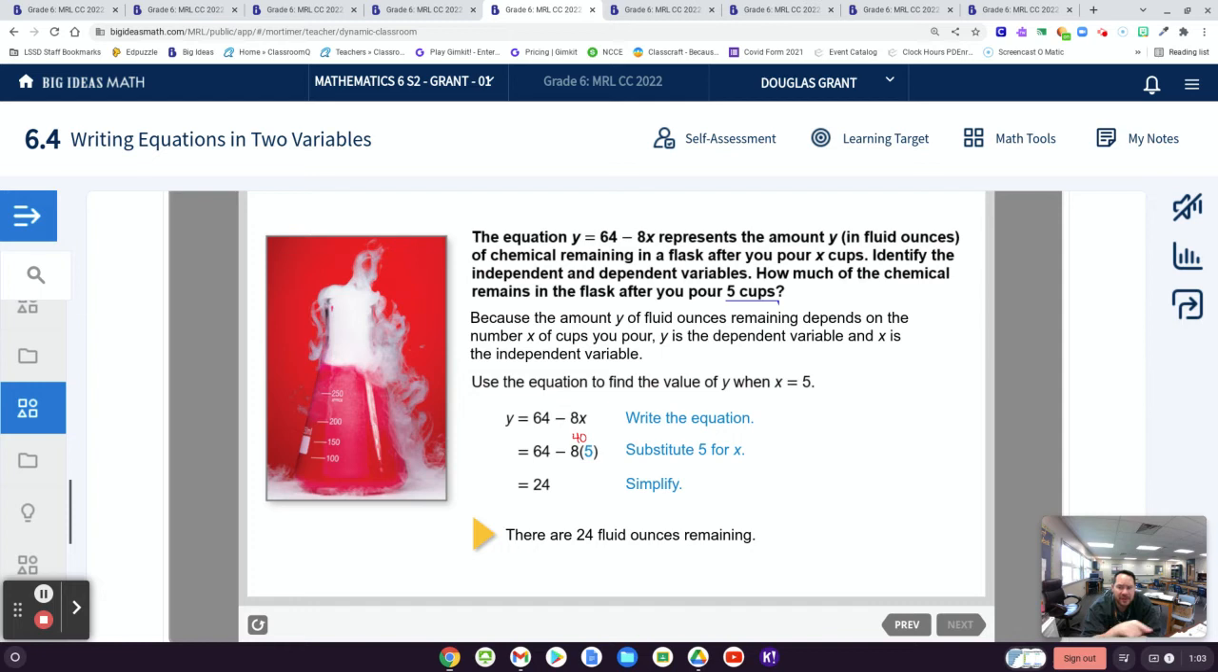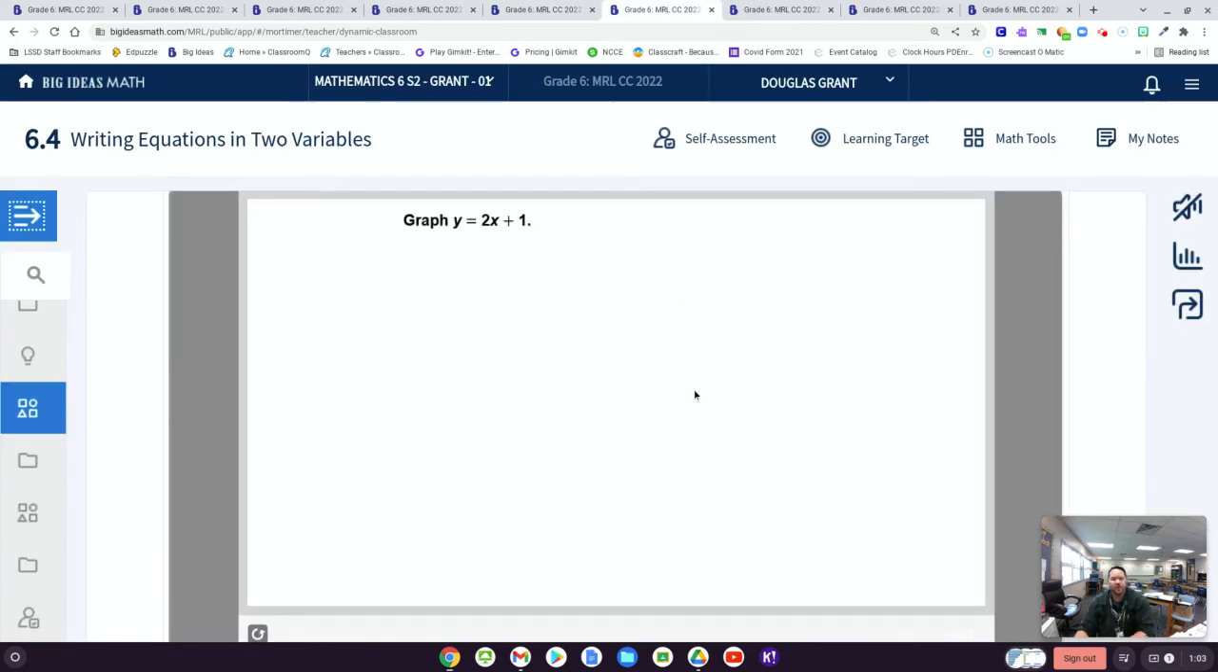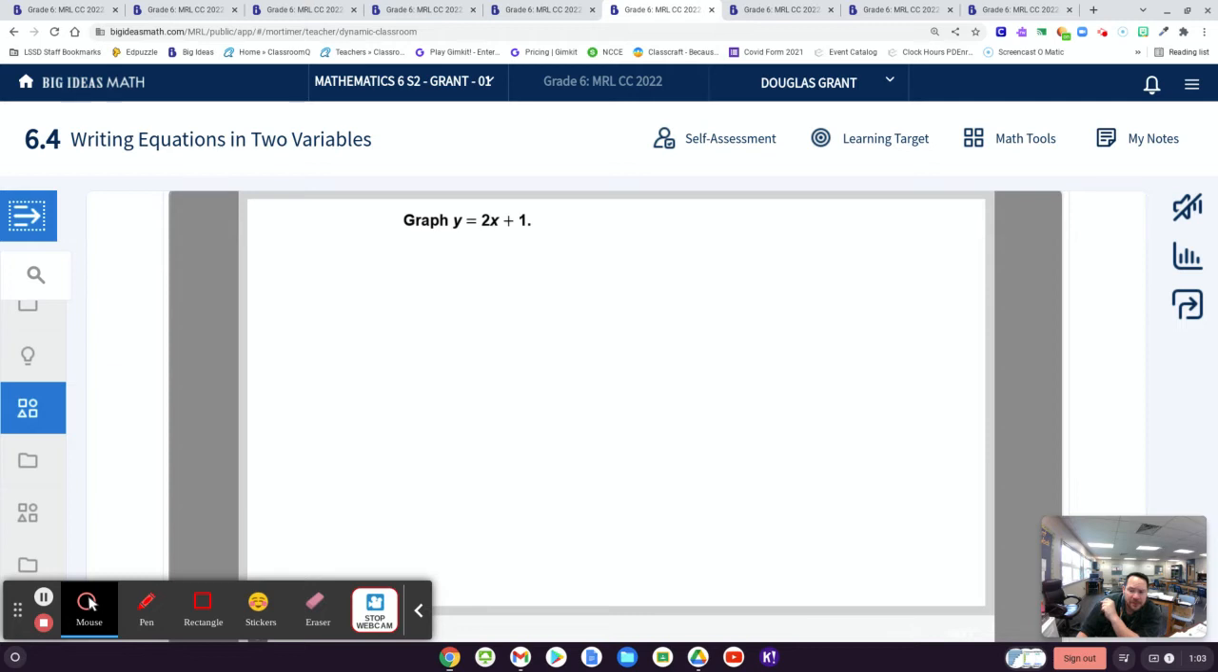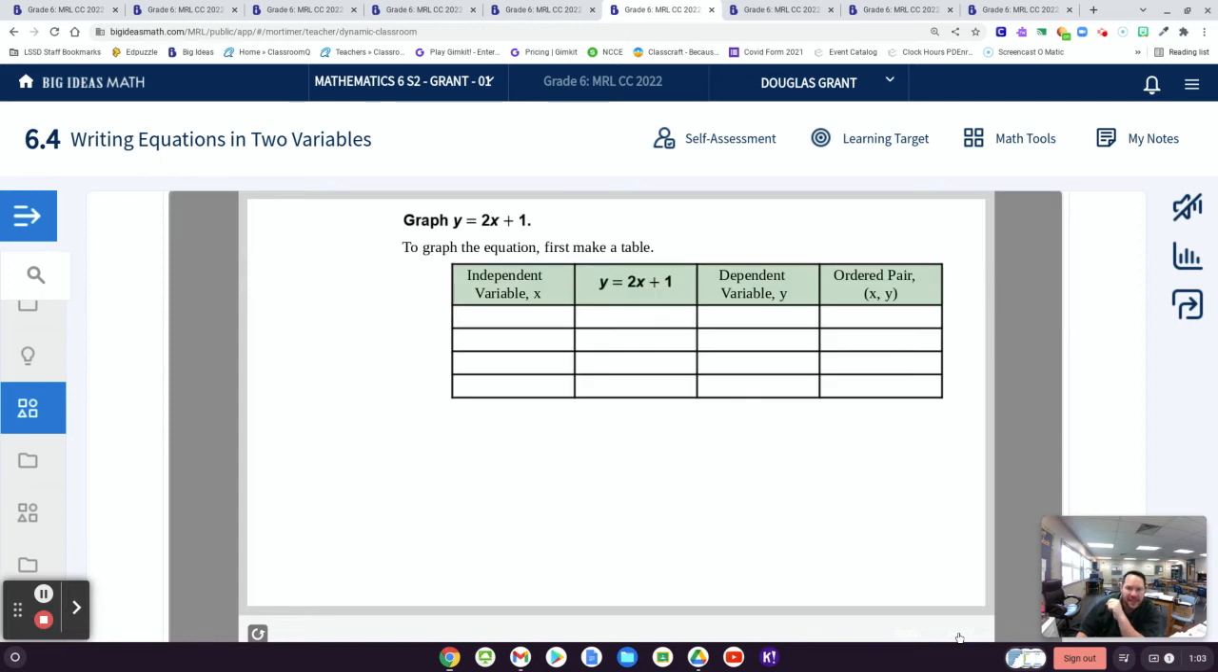Okay, look this over. Make sure it all makes sense. If you have any questions, make sure to ask me in class. Now we're going to move on to our next example, which is how to graph. To graph these things, one way, which I believe is the way we're going to talk about here, is to make a table.